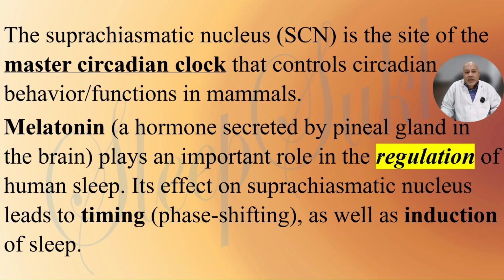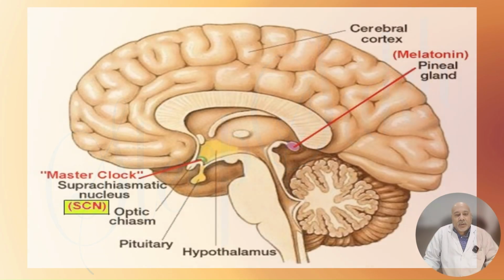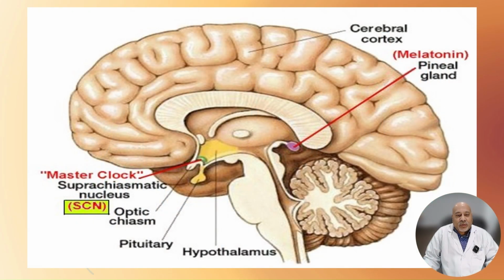The next factor we are going to discuss is melatonin, which is secreted by the pineal gland in the brain. It plays an important role in the regulation of sleep, and it also helps as a coordination between the circadian and the homeostatic process. On the left side, you can see the location of the master clock, or the suprachiasmatic nucleus. This is the one which governs the circadian process of sleep. And on the right side, we can see the pineal gland, which is the place where melatonin, the main hormone for sleep, is secreted.